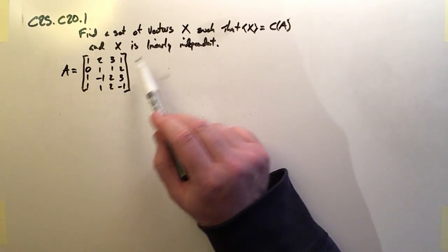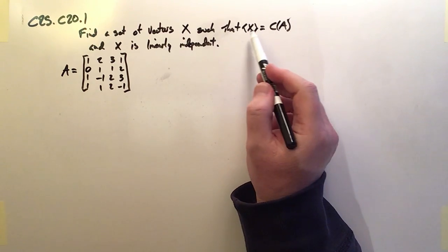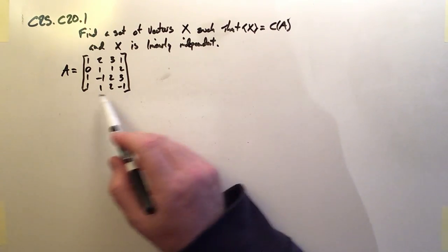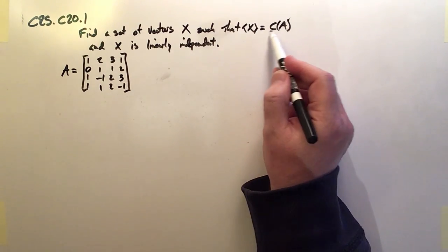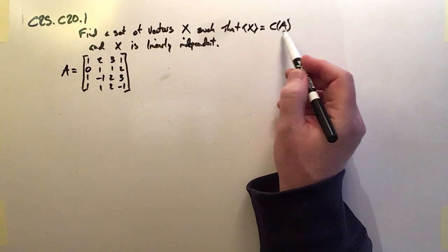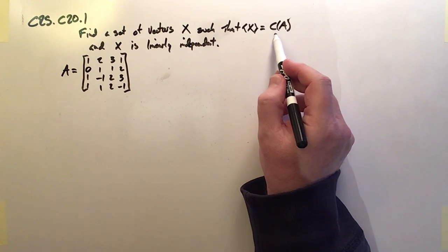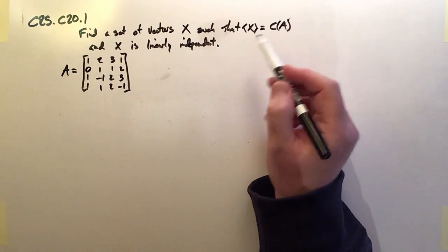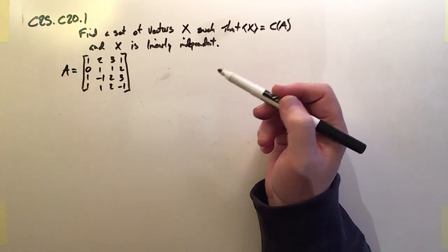Okay, what we want to do is find a set of vectors x such that the span of x gives me the column space of matrix A. That's what this symbol is. So this is the column space, and the column space is a span itself. So we want a set of vectors x such that its span is equal to the column space, which is itself a span. Well, this is super easy because it's real brute force.